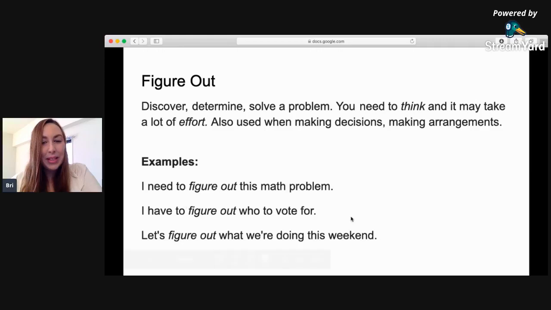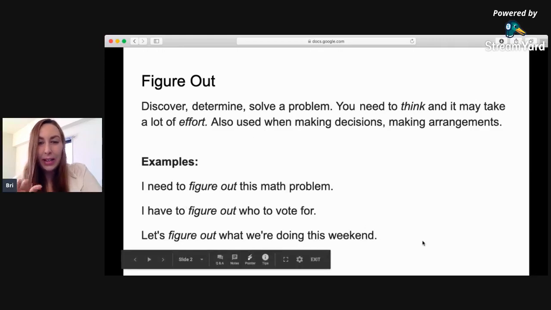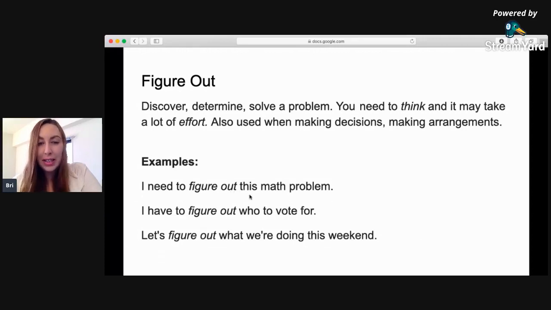So here are some examples that might help you understand it a little bit better. I need to figure out this math problem. Figure out. So the math problem, there is an answer, right? You need to figure out this math problem, but you need to think, and it takes a lot of effort, right? You need to actually stop and think. Maybe you need to work it out on paper. So you have to figure out a math problem.